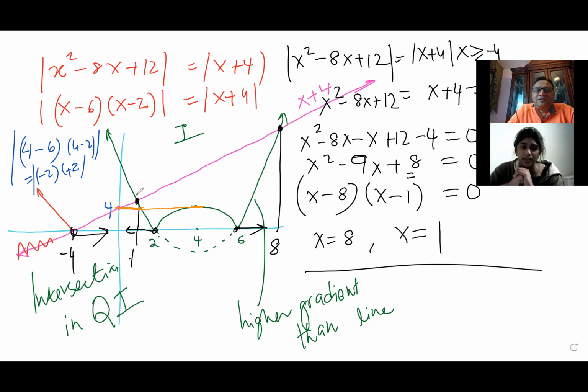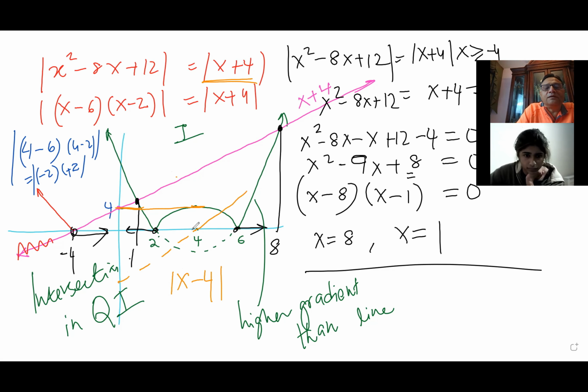Very good. Now, Amy, that brings us to another interesting question. If I change my question, if I make this the absolute value of x minus 4, let me change that pink line which is going there. In that case, the graph will go like this, right? You understand?